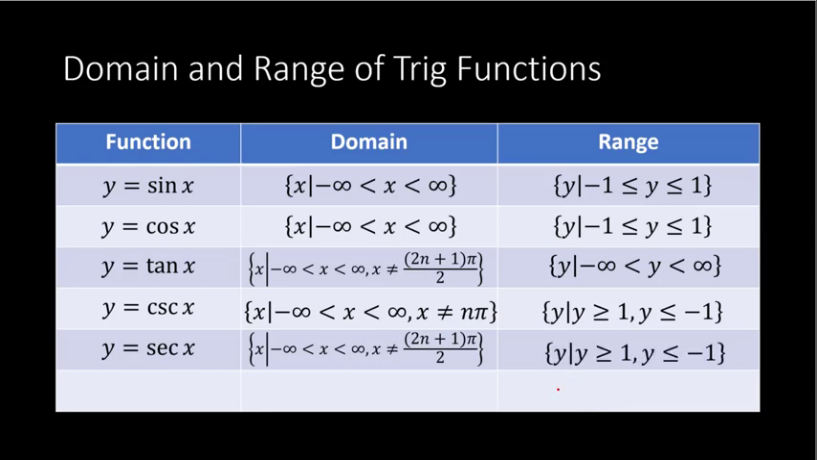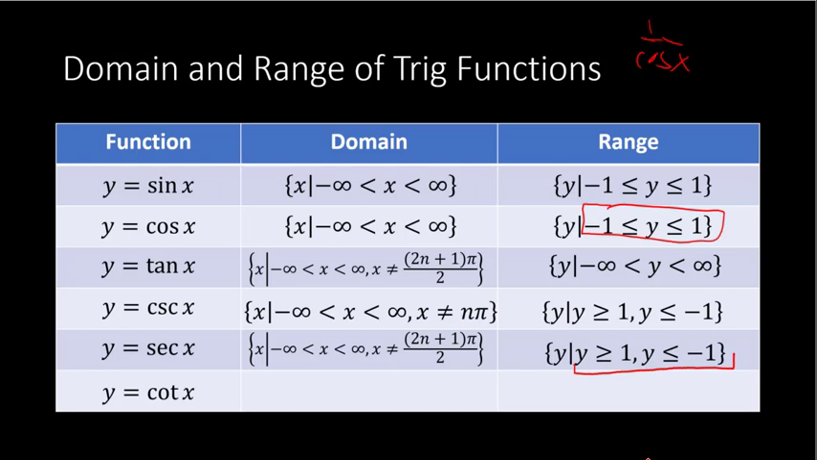And then the range of secant is going to be the same thing as with cosecant, because for the same idea, all right, secant is 1 over cosine, and cosine could be anything between -1 and 1, just like the sine. So the same logic applies here, and the range would be bigger than or equal to 1, or less than or equal to -1.